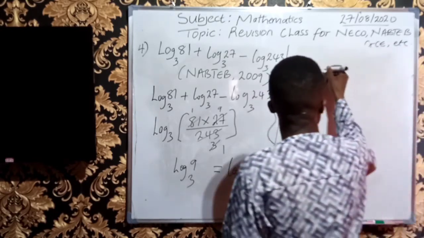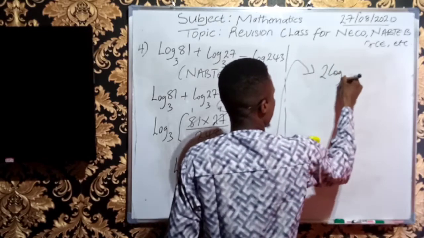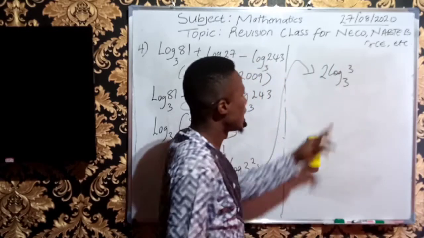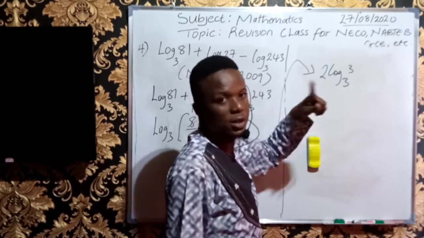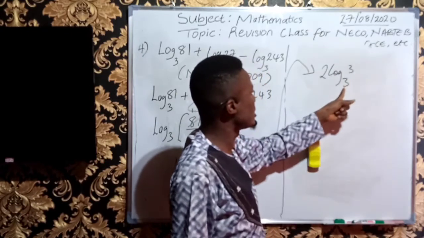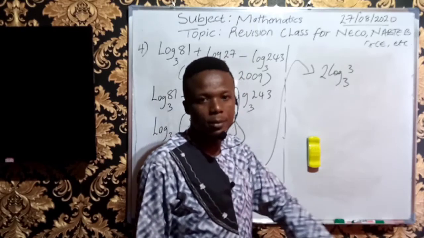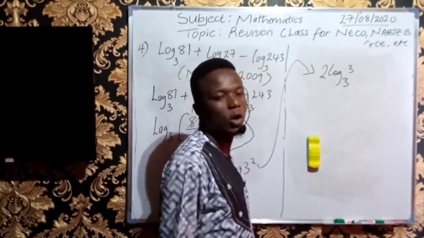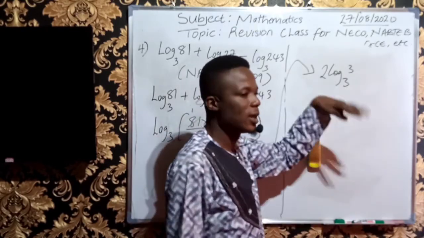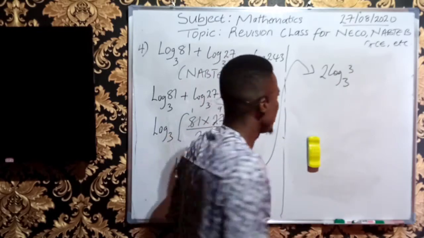I will have 2 log 3. And log 3 base 3 means 1. Any logarithm that is equivalent to the base is 1. Log AA is 1. Log BB is 1. Log 10 is 1. Therefore, log 33 is 1 according to the laws of logarithm.